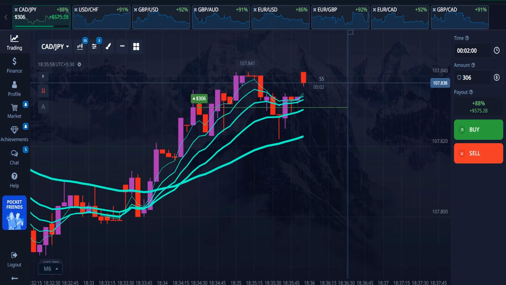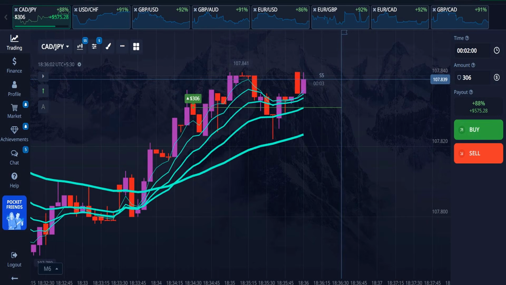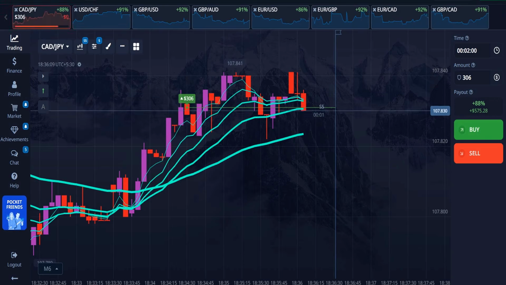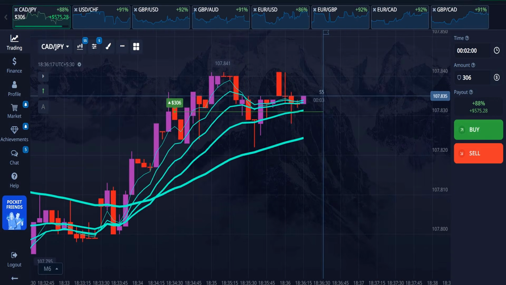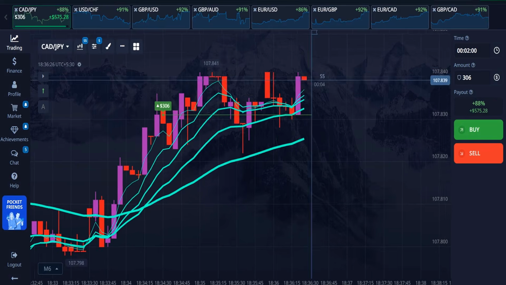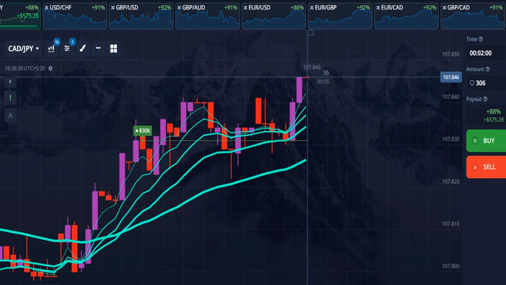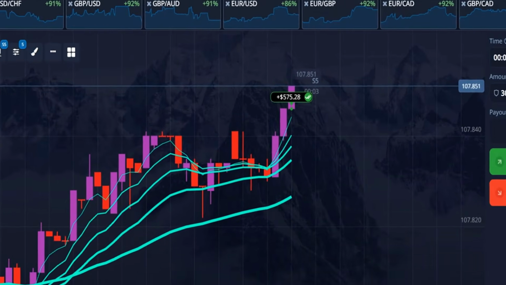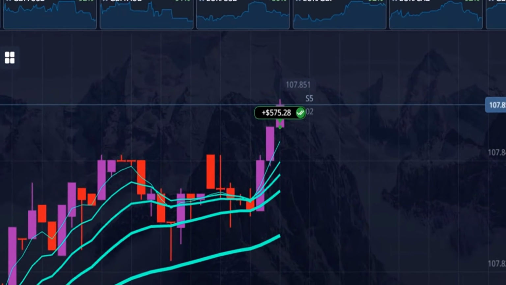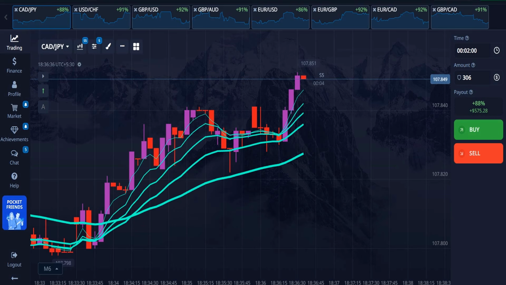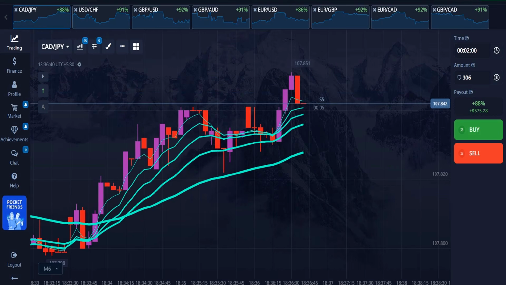What I love here is how price respected all EMAs, bouncing right off the short-term lines like EMA 4 and EMA 8. That's a clear sign the bulls are in control. And yes, another win secured with profit. This shows the power of following rules and trusting the trend when all EMAs align correctly. Even a slight pullback couldn't shake this trade.